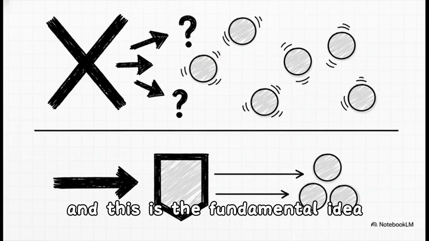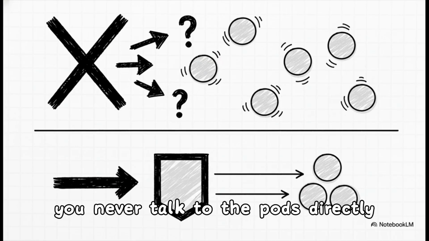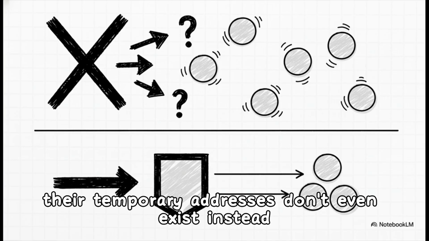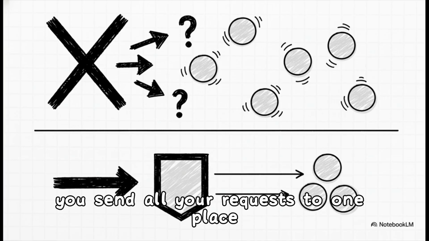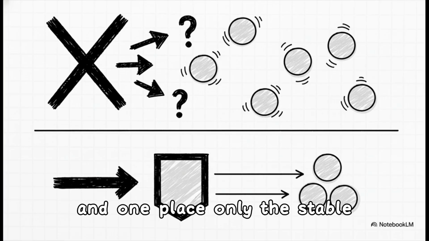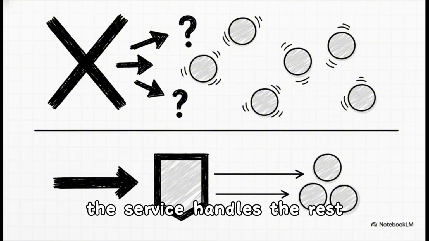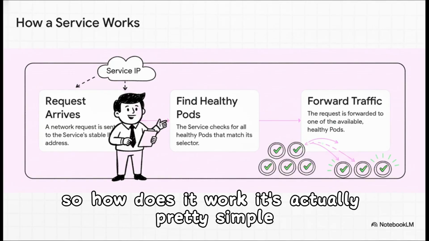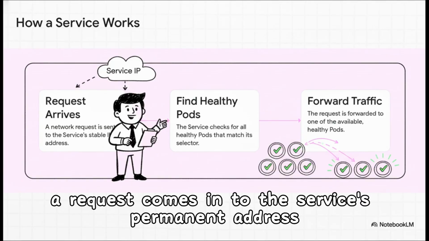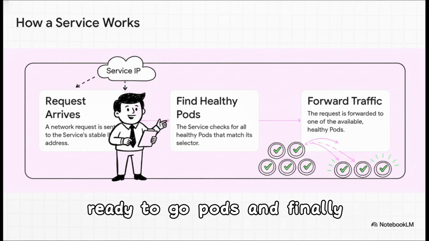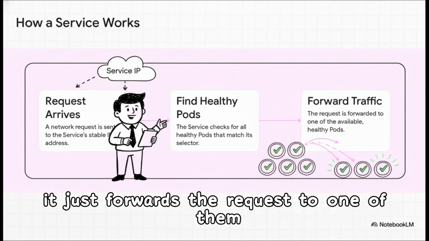And this is the fundamental idea. You never talk to the pods directly. You just pretend their temporary addresses don't even exist. Instead, you send all your requests to one place and one place only, the stable, unchanging IP address of the service. The service handles the rest. So how does it work? It's actually pretty simple. First, a request comes in to the service's permanent address. Then, the service looks at its list of healthy, ready-to-go pods. And finally, it just forwards the request to one of them.